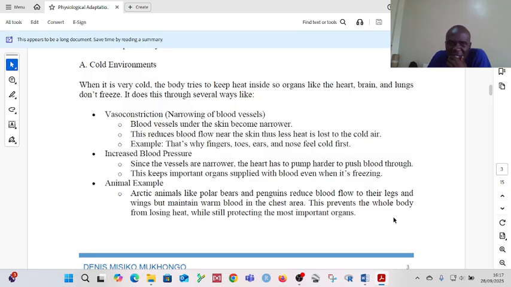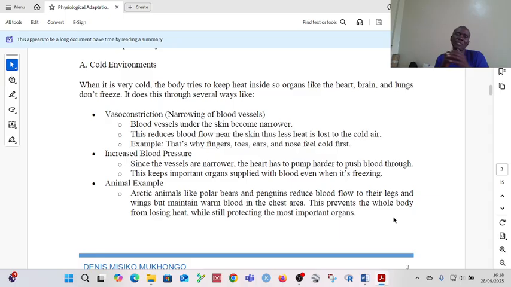Another thing that happens in a cold environment is the increased blood pressure. Since the vessels have narrowed, you know the relationship between pressure and volume. As you reduce the volume, you increase the pressure. So since the vessels have become narrower, the heart then has to pump harder so that blood can be pushed through. The importance of this is that important organs then continue to be supplied with blood even when it is freezing. Okay?